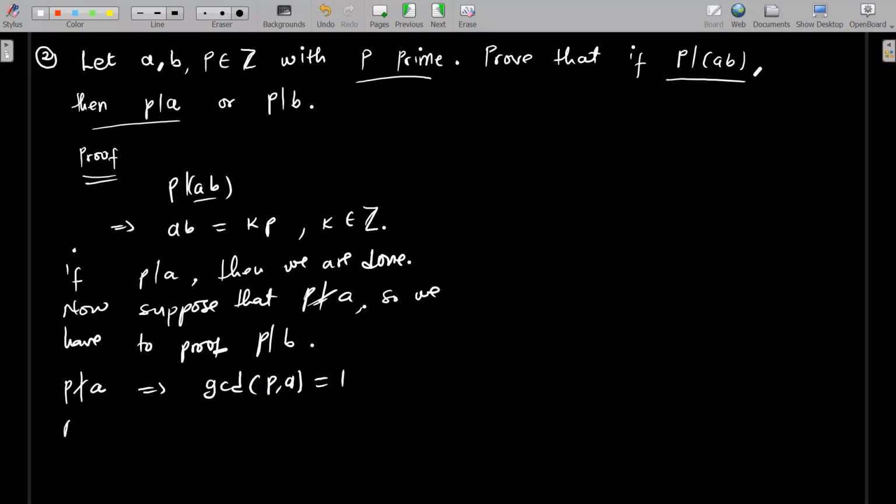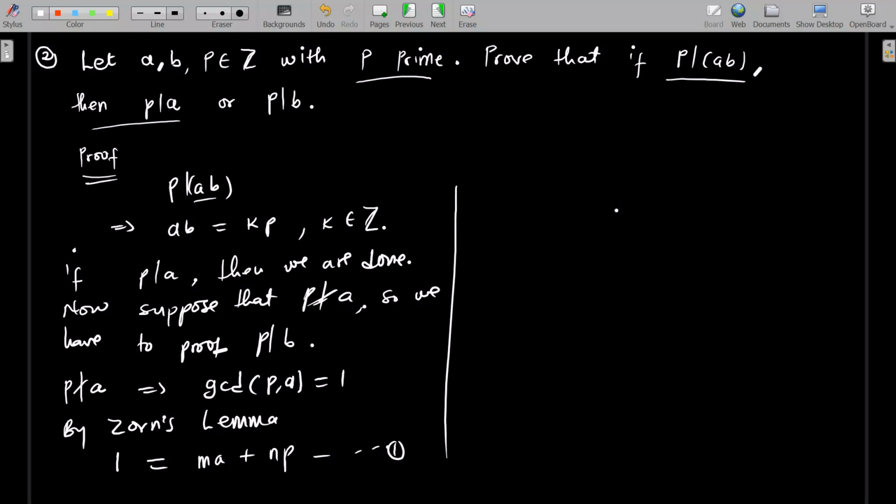Now by Zorn's lemma, this lemma states that the GCD of two integers can be written as a linear combination of the two numbers. So the GCD of p and a, which is 1, can be written as a linear combination, something like 1 is equal to ma plus np. Let me call this the first equation, right? So what Zorn's lemma is saying is that if you have the GCD of two numbers, you can write it as a linear combination of the two numbers.